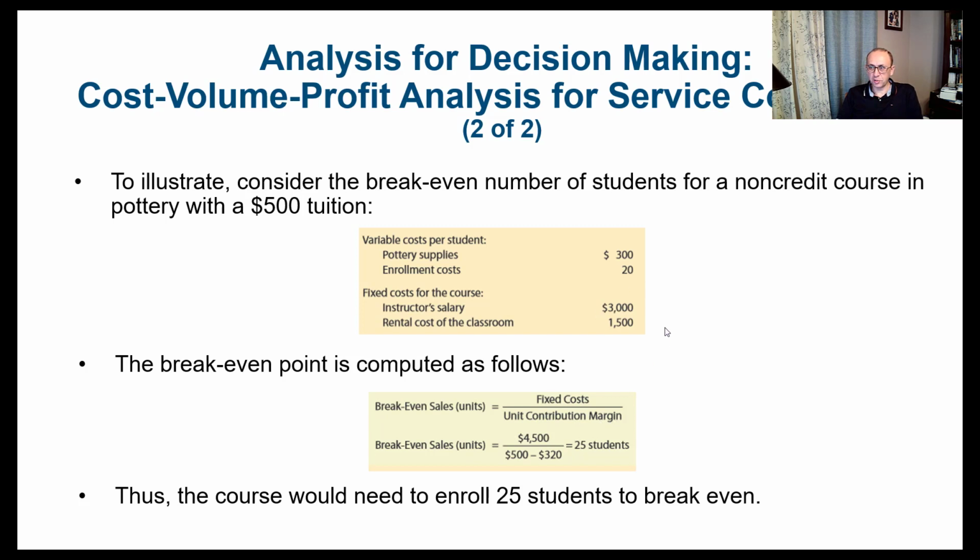So remember, our fixed cost here is the total of these two numbers, 3,000 and 1,500. That's 4,500. And we divide it by the unit contribution margin, which is 500, the tuition price, minus 320, which is the total of these variable costs, and that would be 180. So we take 4,500 divided by 180, and that would be 25 students. So the course would need to enroll 25 students to break even.